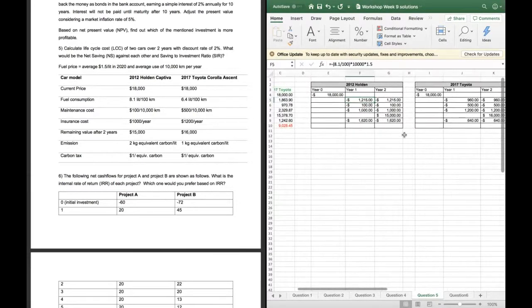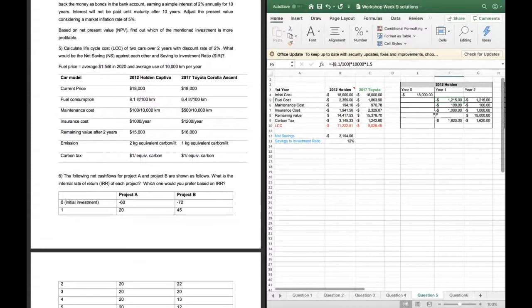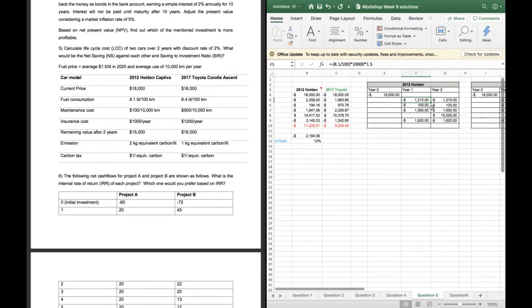So now all of this will be negatives except the salvage value, which will be positive, salvage value is the remaining value. So apart from this, which you are getting by selling the car, all the others are expenditures. So all the others are negative cash flows, right? So again, it's very simple.